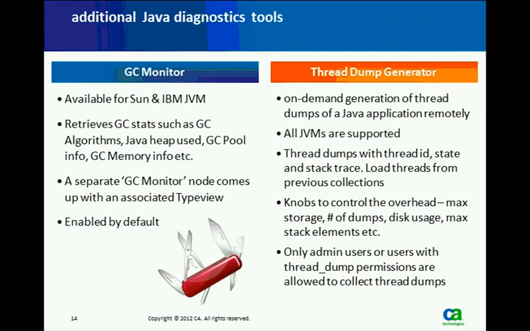We've also added a number of what I call Java diagnostics tools. One is the GC monitor, a second one is a thread dump generator. A number of you are probably familiar with our GC monitor that some of our field gurus, I call them, have developed. It's been one of the more popular field extensions out there, and so we decided to build that feature out of the box.